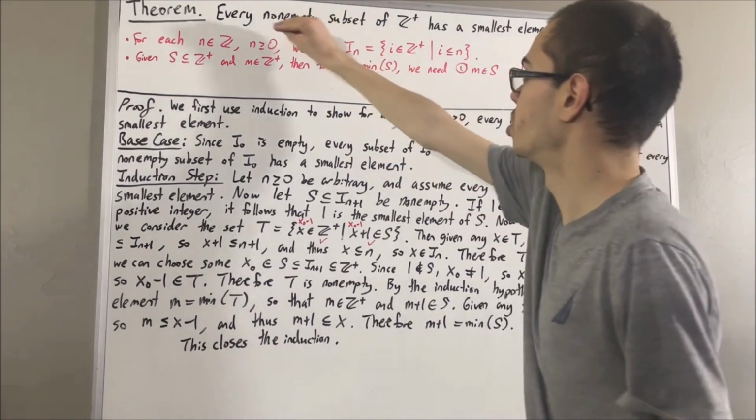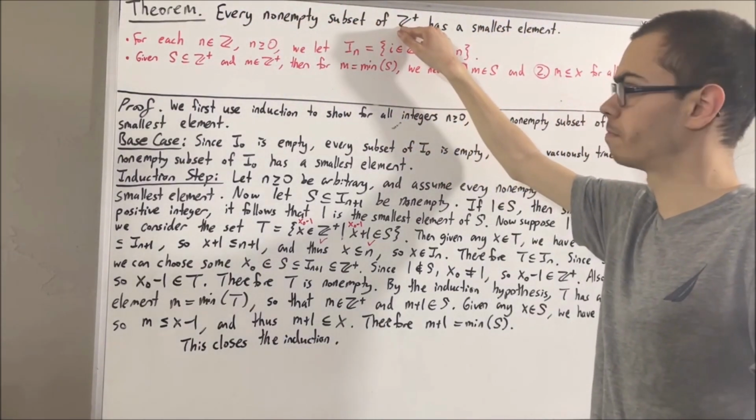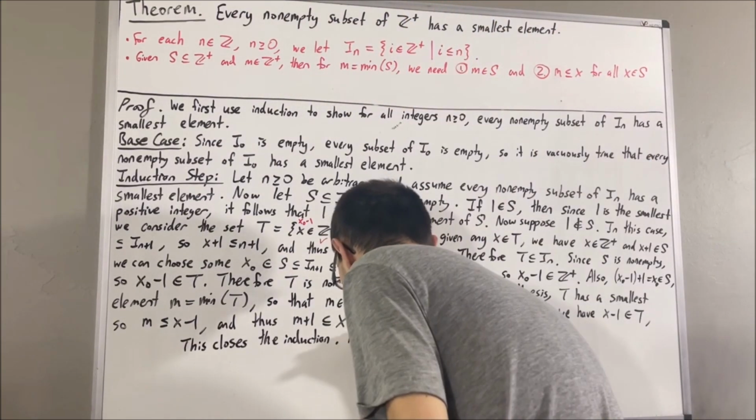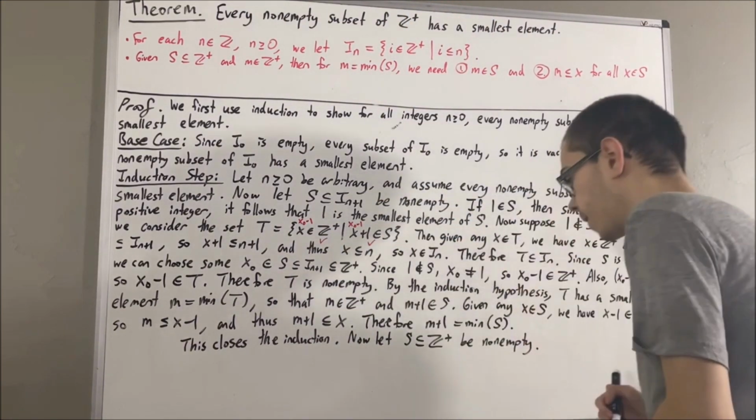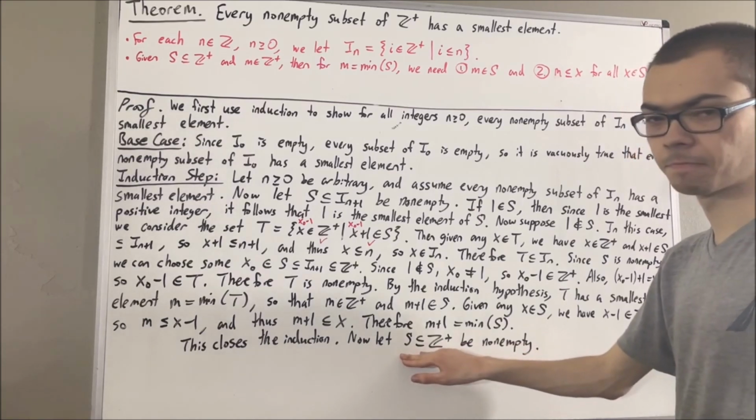And so to prove this, let's give ourselves an arbitrary non-empty subset of positive integers. I'll call it S. Well, since S is non-empty, we can choose some element of S. I'll call it N.